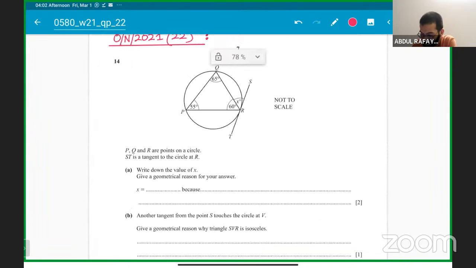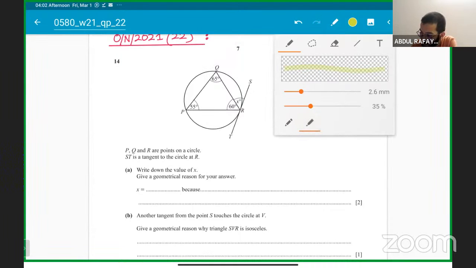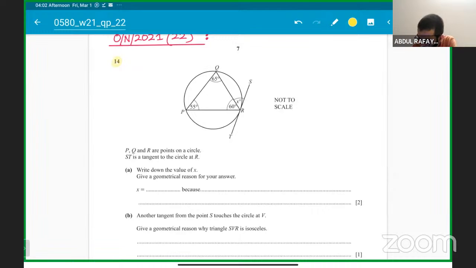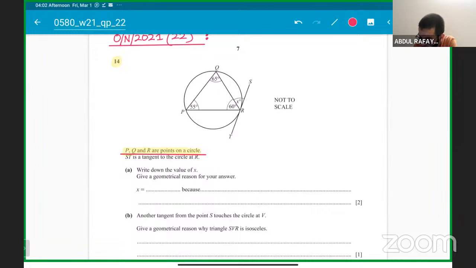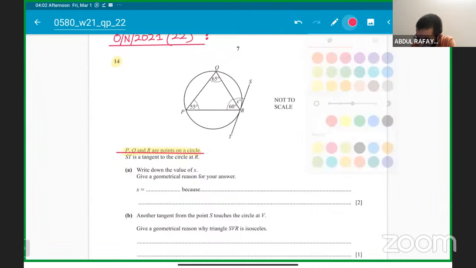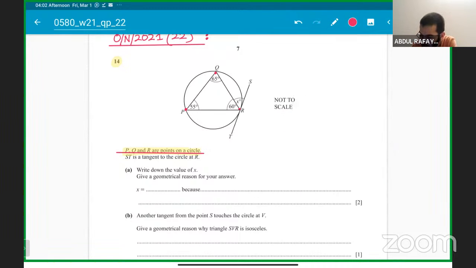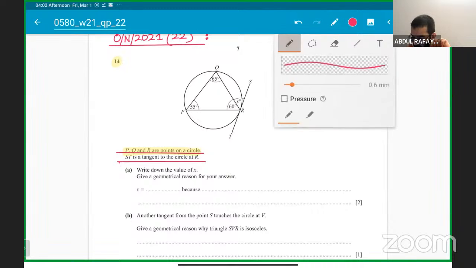It can be a circle theorem question as well, because all these topics are linked together. Okay, so question number 14 talks about PQR being points on a circle. So understand, once you read the information, try to see that PQR are points on a circle, and ST is the tangent to the circle at R. We have to write down the value of X, giving a reason for the answer.